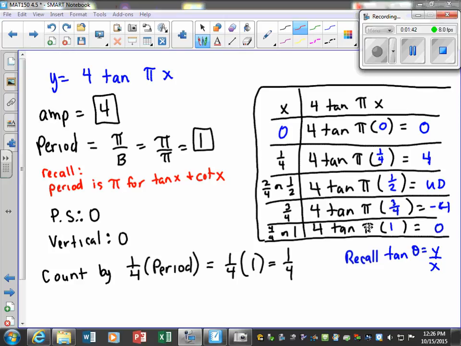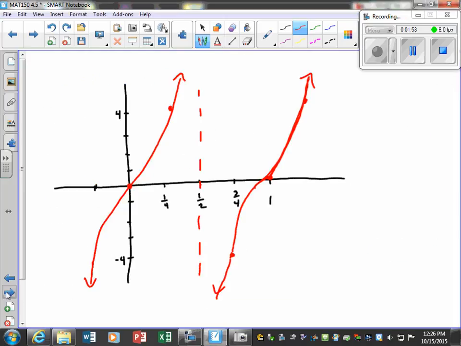And one more point, tangent of 1 times pi is just pi. Tangent of pi is 0, so 0 times 4 is 0, which I sketched those points on this next page. And of course I extended it a bit because we didn't necessarily calculate this point or this point, but for the sake of seeing a complete image, I added those to the graph.